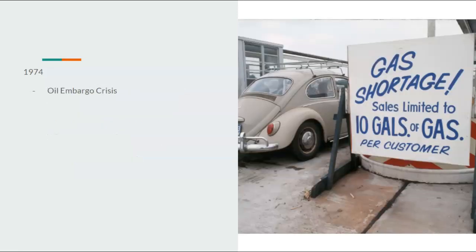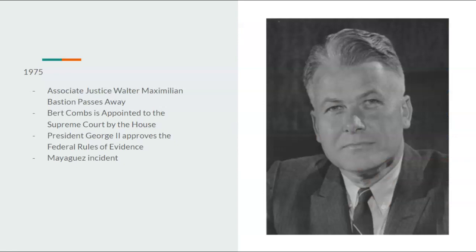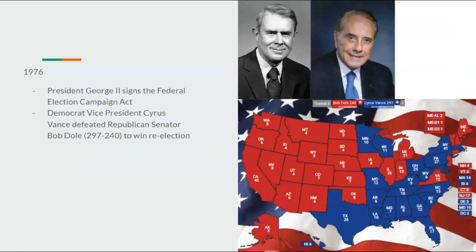1974, we have the oil embargo crisis. 1975, Associate Justice Walter Maximilian would pass away, and he would be replaced by Bert Combs, who is pictured to the right. President George II would also approve the Federal Rules of Evidence, as well as the Mayaguez incident would occur. Going on to the final year of this video, we have the 1976 vice presidential election.